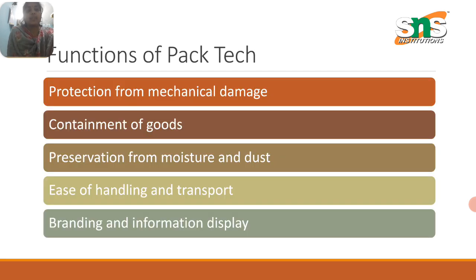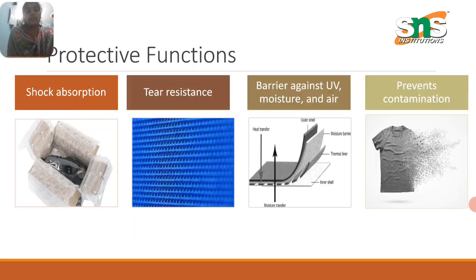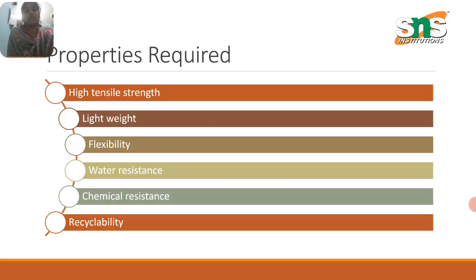So, the main functions of pack textiles are protection from mechanical damage, contamination of goods, preservation from moisture and dust, ease of handling and transport, branding and information display. Protective functions are shock absorption, tear resistance, barrier against UV, moisture and air, prevention of contamination. What are the properties required for pack textiles? High tensile strength, lightweight, flexibility, water resistance, chemical resistance and recyclability.